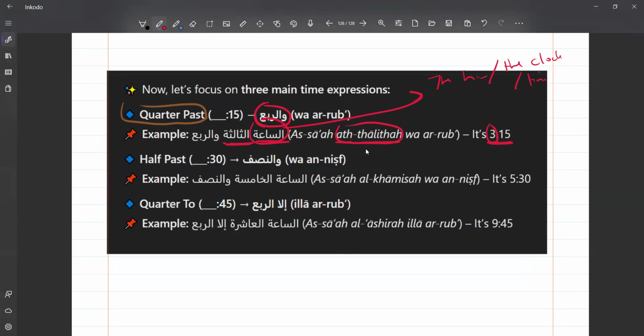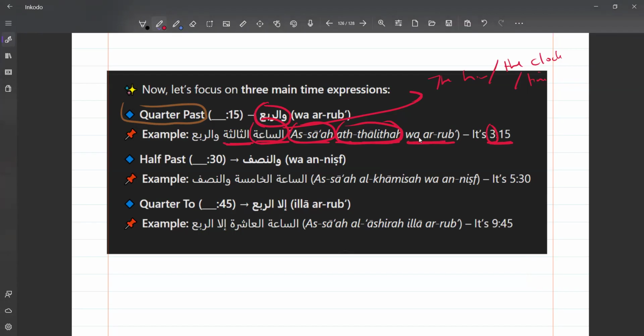So we will say as-sa'a as-salisa war-rubu'. As-sa'a means the time. As-salisa means 3. War-rubu' means quarter past. So we are saying that the time is quarter past 3, meaning it's 3:15.